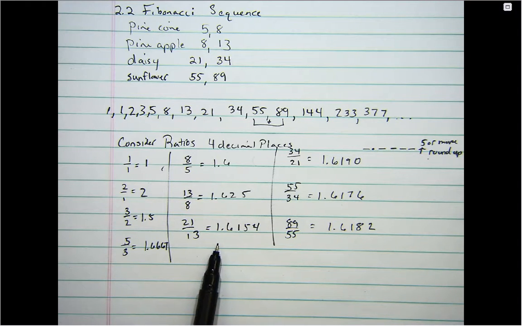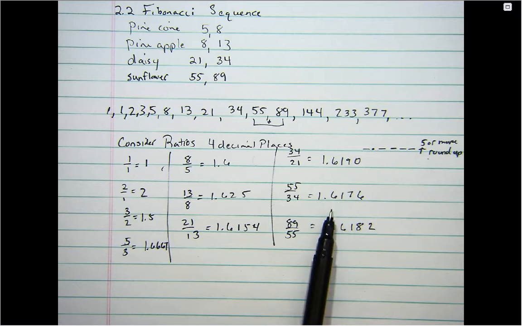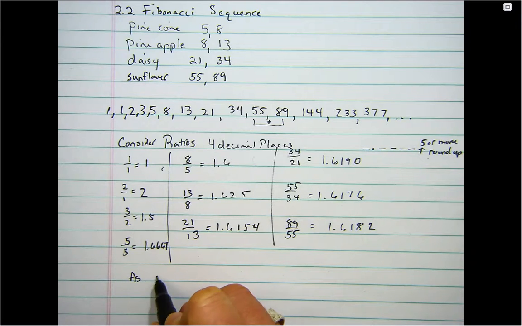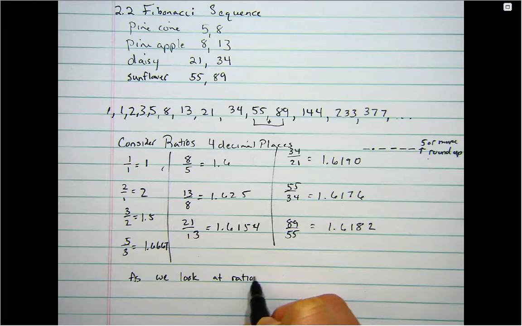21 divided by 13 is 1.6154. 34 divided by 21, 1.6190. 55 divided by 34, 1.6176. 89 divided by 55, 1.6182. And we could keep doing this forever as well, right? But we can see what this is approaching. As we look at ratios, they approach what value?